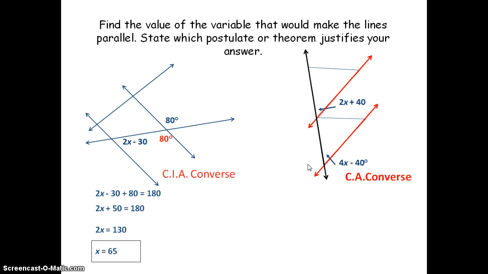So we're going to use the corresponding angles converse. Since they're congruent, I'm setting them equal, subtracting 2x from both sides, adding 40, and finally dividing by 2 to get that x is equal to 40.